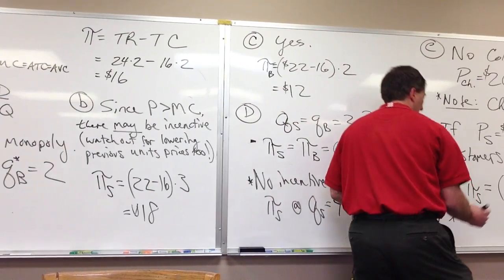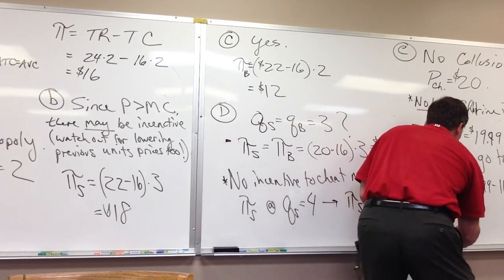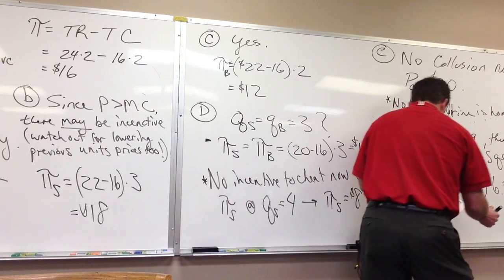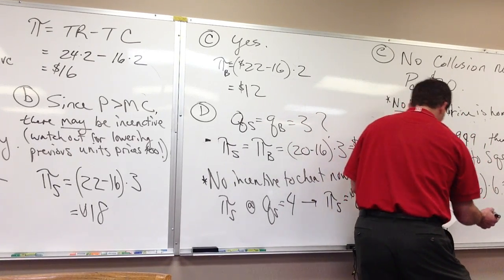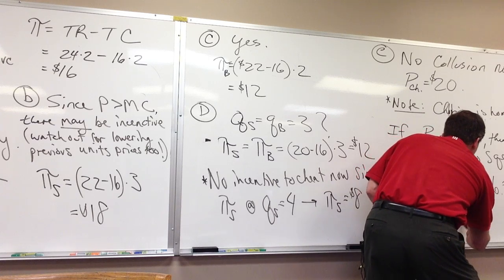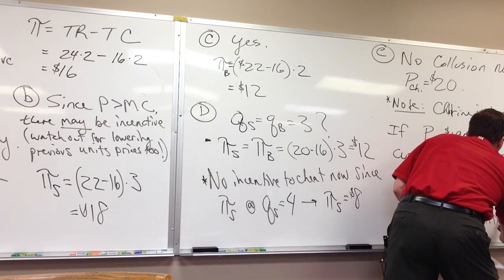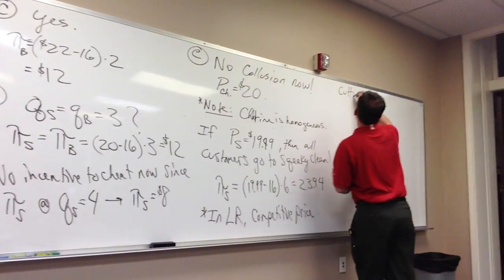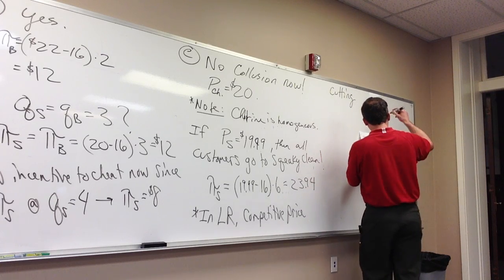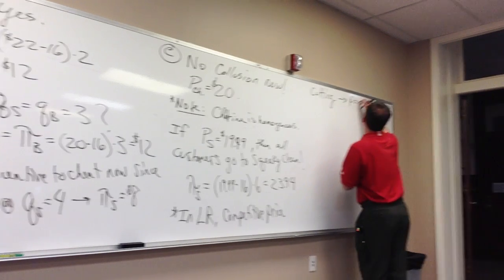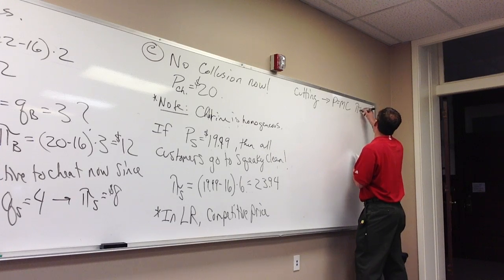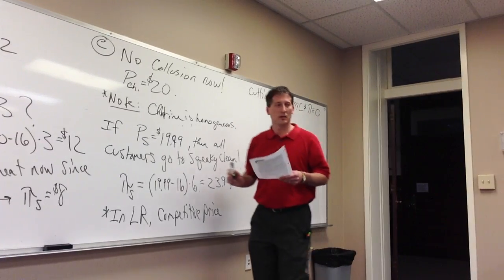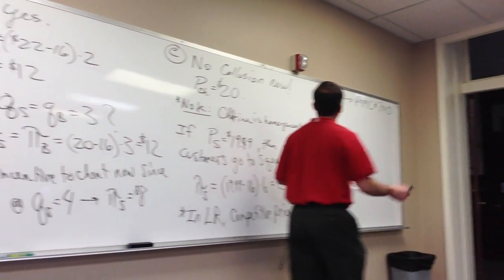So in the long run, competitive price cutting will lead to price equals marginal cost, or profits equal to 0, which is our competitive solution.